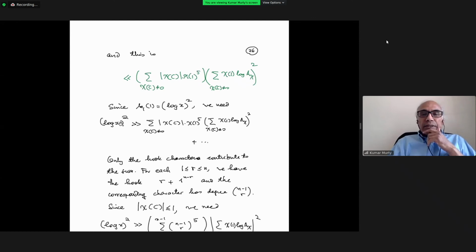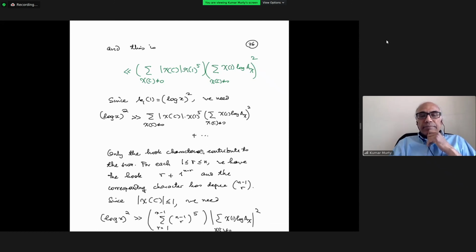So therefore what we need is, if we want the bound to be non-trivial, we need x to be such that log x squared is bigger than this quantity here. The dot dot dot means there are other terms that are quite a nuisance, actually, that require a bit of work, but they're not that interesting.